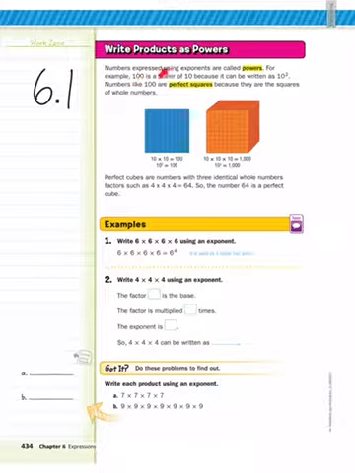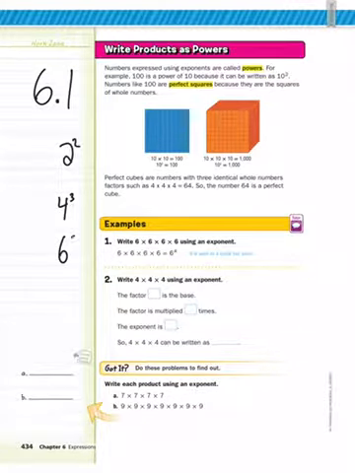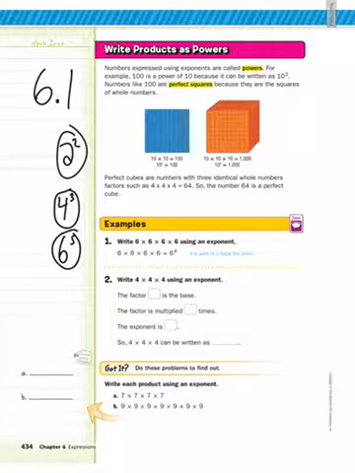This says numbers expressed using exponents are called powers. So for example, 2 squared is a power. 4 cubed is a power. 6 to the power of 5 is a power. These are powers. Okay. Numbers like 100 are perfect squares because they are the squares of whole numbers.